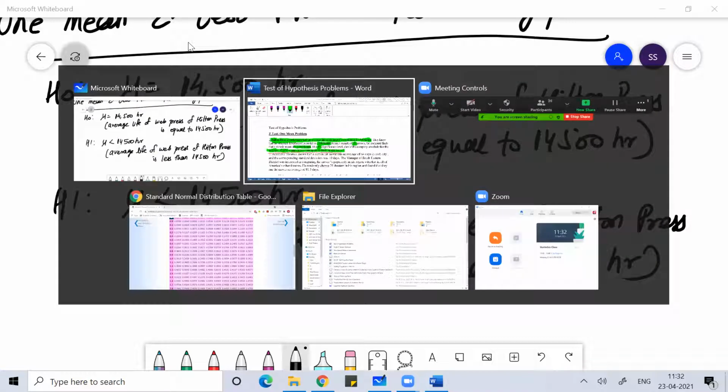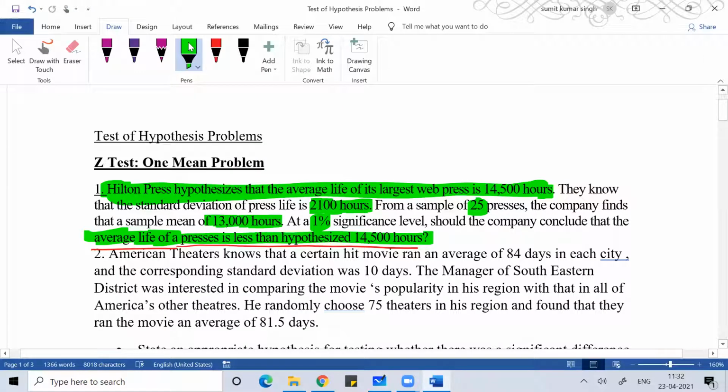Next thing you need to understand is whether this is a problem of Z test or T test. We perform Z test when the population standard deviation is known to us, and if the population standard deviation is not known to us, then we perform T test. In both T test and Z test, we work on the normal distribution curve. The only thing is, in the case of T test, we look at data in terms of degrees of freedom, where the degree of freedom will be n minus one.